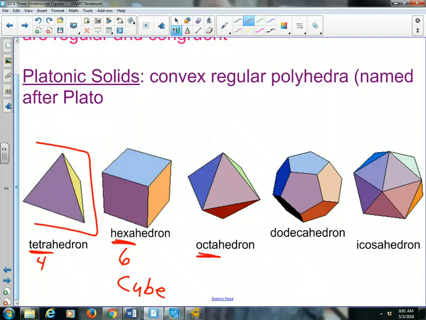Oct, you guys know what oct means, I think. Oct means 8. So an octahedron has 8 triangles. The hexahedron has 6 squares, the octahedron 8 triangles. The dodecahedron: deca means 10 and do means 2, so a dodecagon is a 12-sided figure. 12 regular pentagons make up the dodecahedron. And then icosa means 20. So the icosahedron has 20 congruent triangles that make up that polyhedron. And those are the 5 Platonic solids: tetrahedron, hexahedron, octahedron, dodecahedron, and icosahedron.